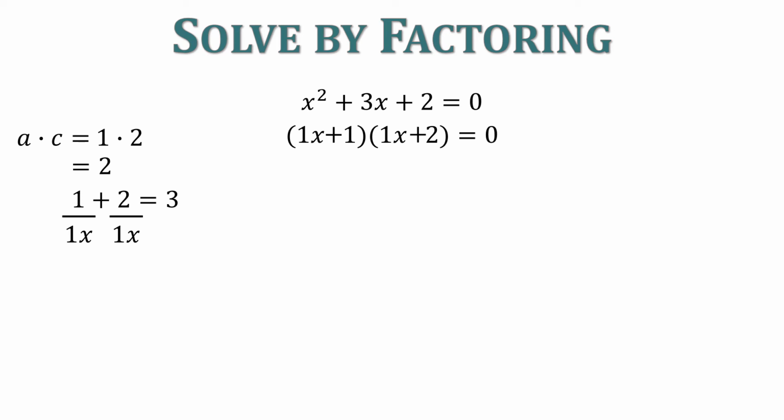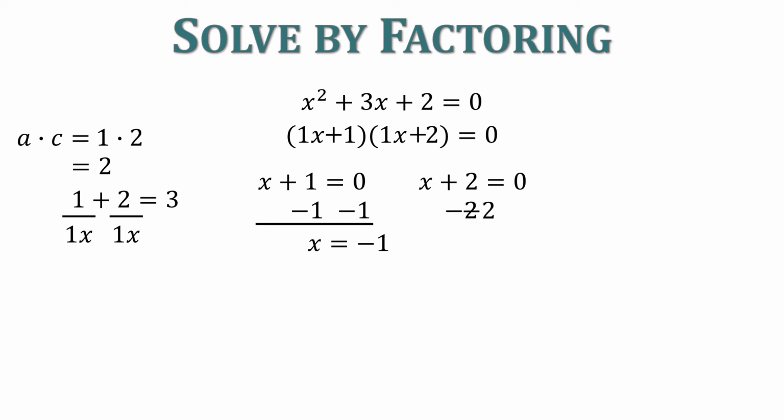Okay, now this problem told us to solve. That means I need x equals, x equals. So I'm going to take both of these equations and set them equal to 0. x plus 1 equals 0, x plus 2 equals 0. To get x by itself, I need to subtract 1 from both sides. So now x equals -1. Same thing with x plus 2 equals 0. I need to subtract 2 from both sides. So now we know that x equals -2. And that is both of our solutions. So now we have indeed solved this function by factoring.